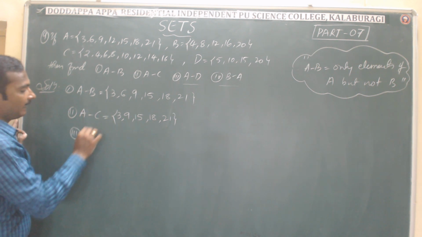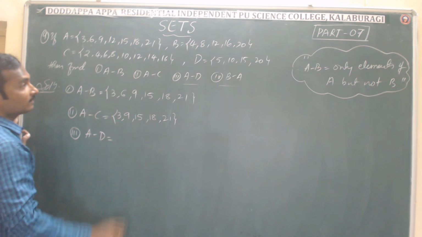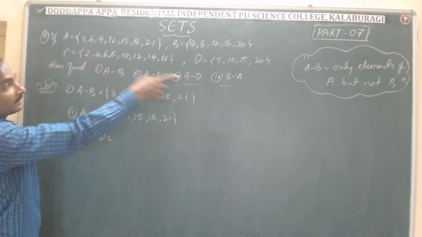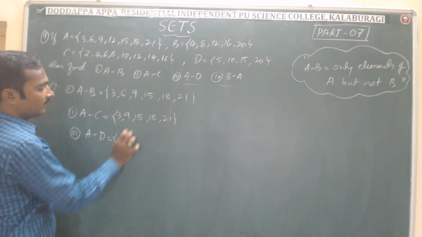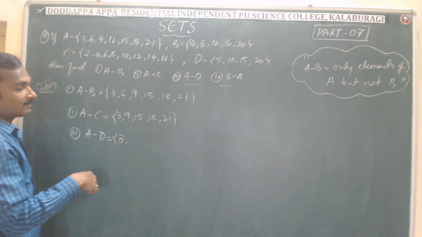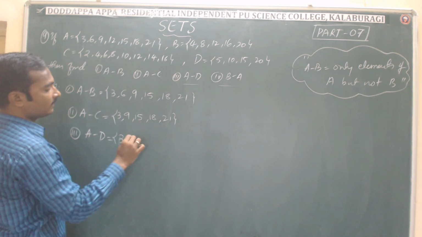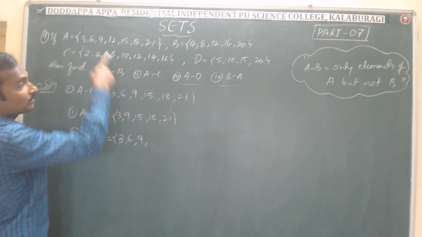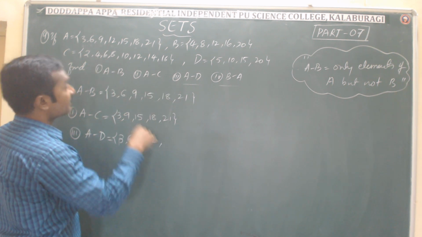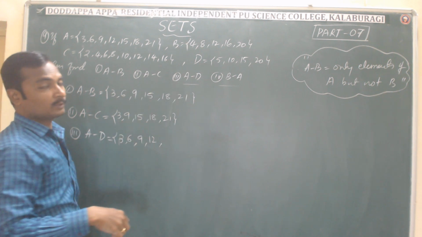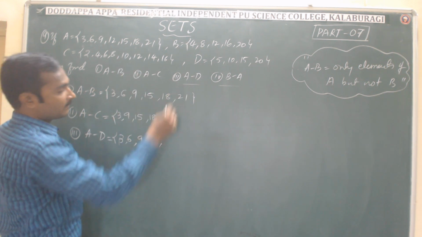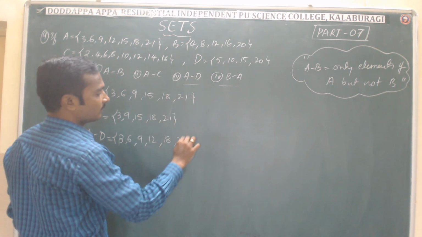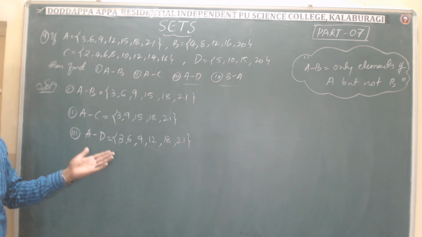Third one, A minus D. So let's choose the set A with the set D. 3 is present only in the set A, so 3 is a member of A minus D. 6 is present only in set A, 9 is present only in A, 12 is only present in the set A, 15 is present in both the sets, leave it. 18 is present only in the set A, 21 is present only in the set A, therefore you can see that this is A minus D.